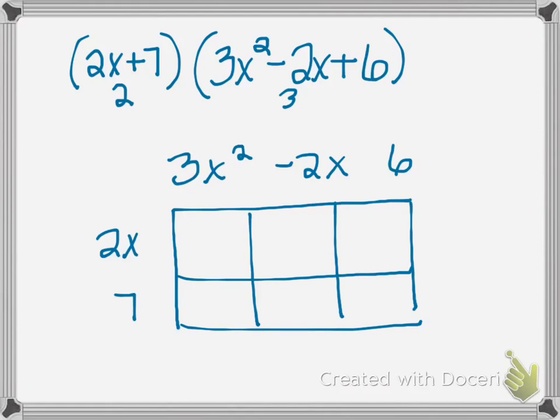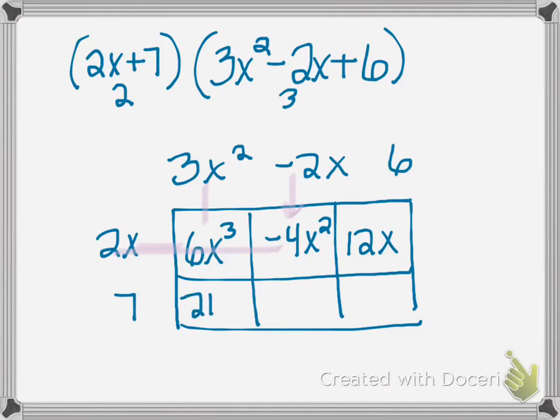And then I just multiply. So I'll just see which these two go together. I multiply those. So 2 times 3 is 6. x times x squared is x cubed. Then 2x times minus 2x is negative 4x squared. Then the 2x times the 6 makes 12x. So I'm just going to fill in all the cells by multiplying the row with the column that go to that cell. 7 times 3, that's 21x squared. 7 times negative 2x is minus 14x. And then 7 times 6 is 42.